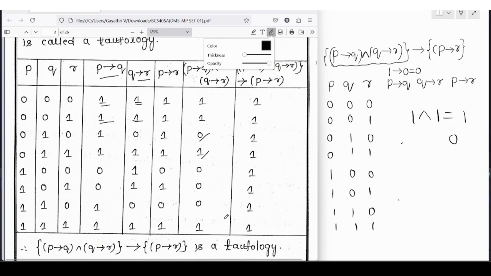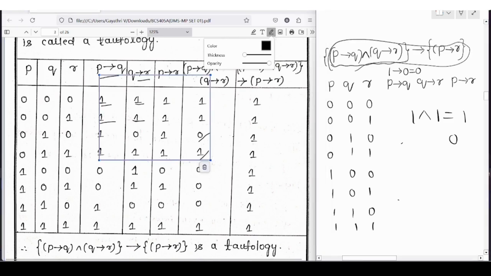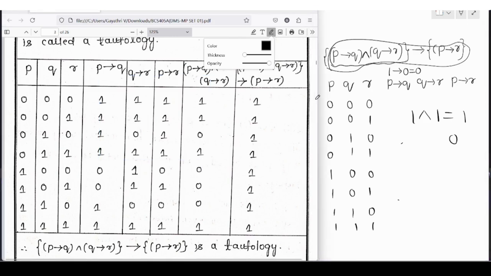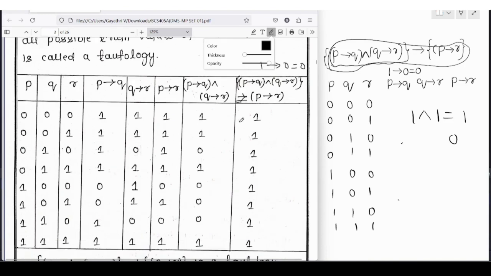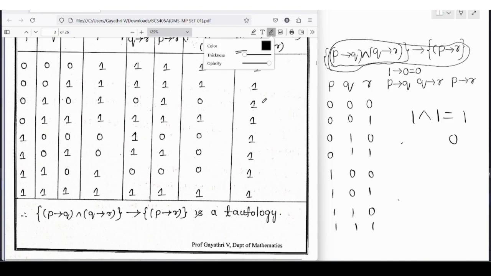Finally, we take the conditional of the entire thing to show whether it is a tautology or not. For this conditional, we know that 1 conditional to 0 will be 0; otherwise, for all other values, it will be true. So if you look at this conditional to this: 1 conditional to 1 is 1, 1 conditional to 1 is 1, 0 conditional to 1 is 1, 1 conditional to 1 is 1, 0 conditional to 1, 0 conditional to 0. All the values we get as 1 only. Thus the given compound proposition is a tautology.